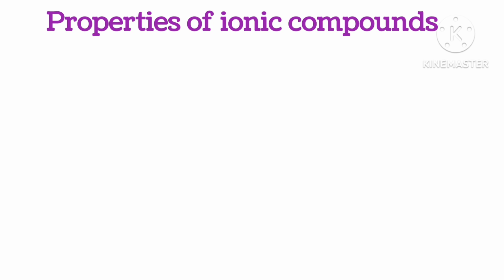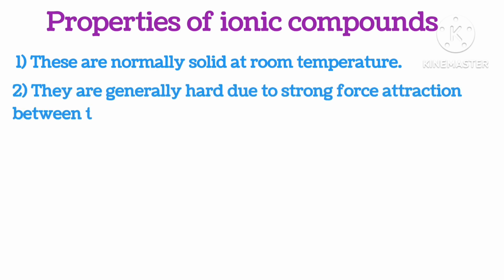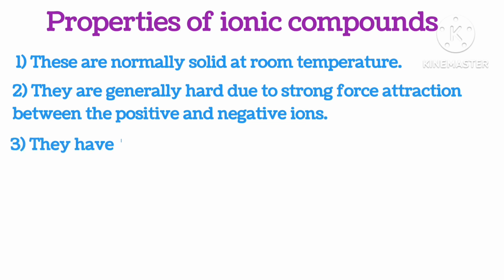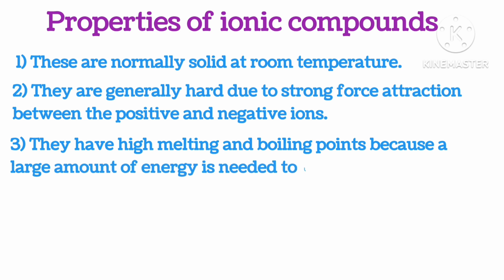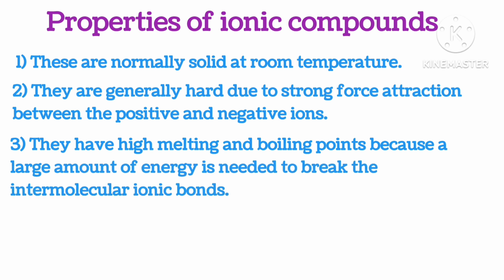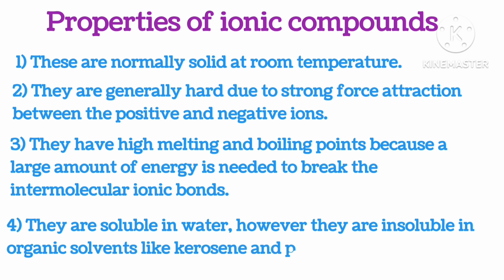Properties of ionic compounds. These are normally solid at room temperature. They are generally hard due to strong force of attraction between the positive and negative ions. They have high melting and boiling points because a large amount of energy is needed to break the intermolecular ionic bonds. They are soluble in water, however, they are insoluble in organic solvents like kerosene and petrol.